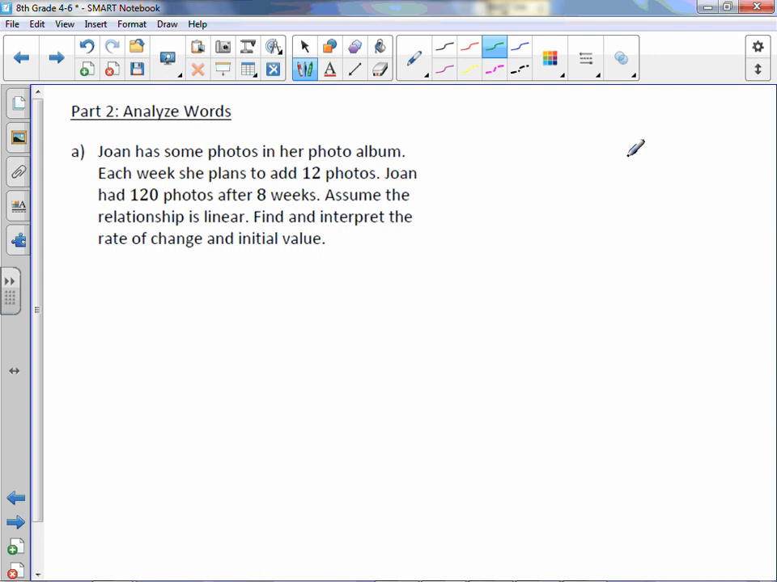Well, it actually gives us the rate of change. It says each week she plans to add 12 photos. This tells me that m equals 12. And then it gives us 1 point. Joan had 120 photos after 8 weeks. Unless otherwise specified, time is always your x, and your other unit of measure is your y. So I already have my slope. I have a point. The point is really (8, 120).